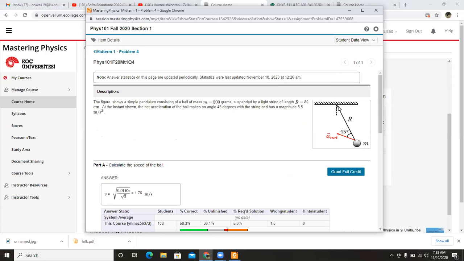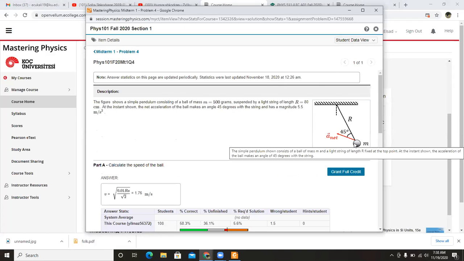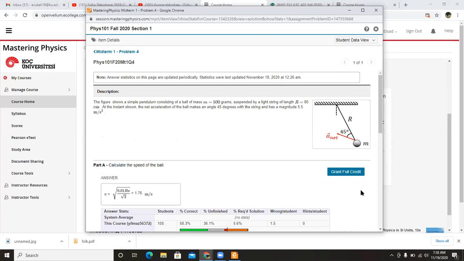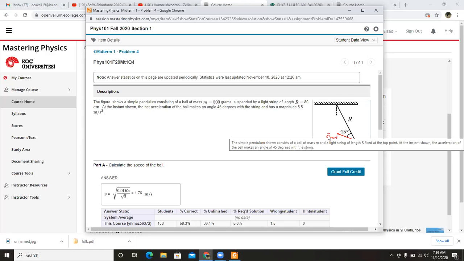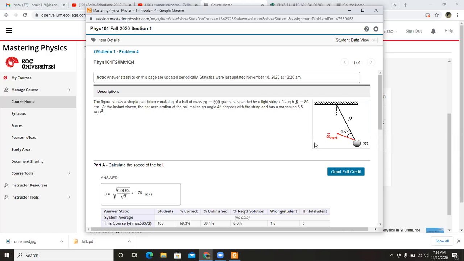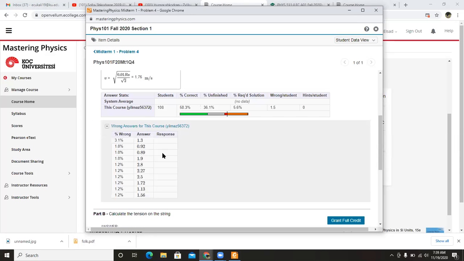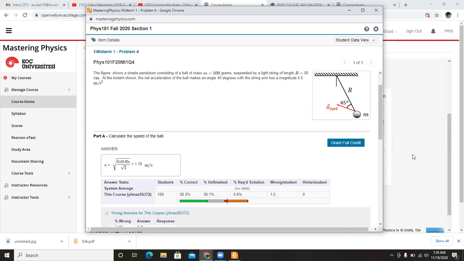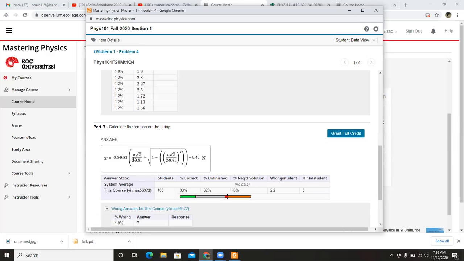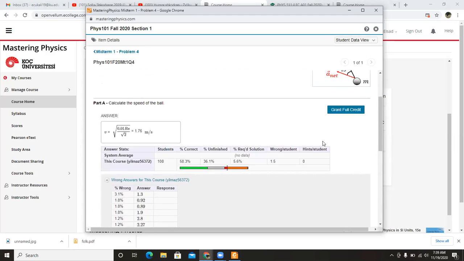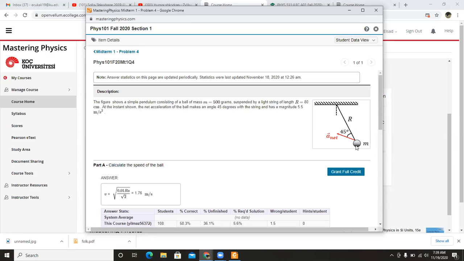Okay, so we have a pendulum, and the length of the string is 80 centimeters, and the mass of the ball is half a kilogram, roughly 1 pound, and there is a net acceleration this way, which makes an angle of 45 degrees. This A net is 5.5 meters per second squared. The question is, first, what is the speed of the ball here? Second, what is the tension on the string? So you have to find the tension and the speed.